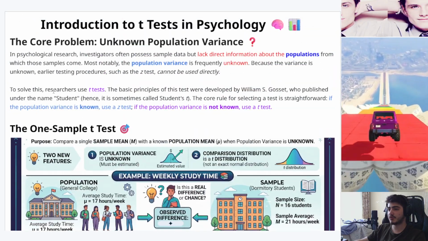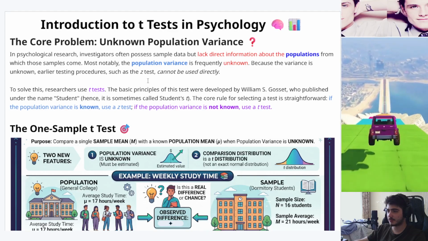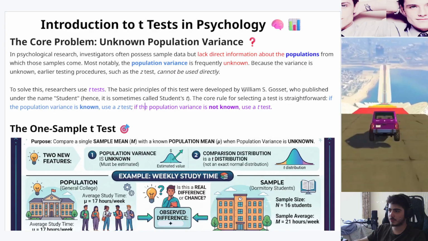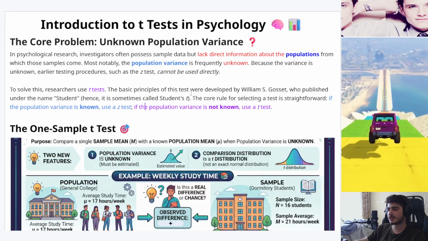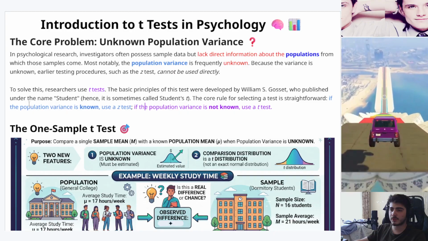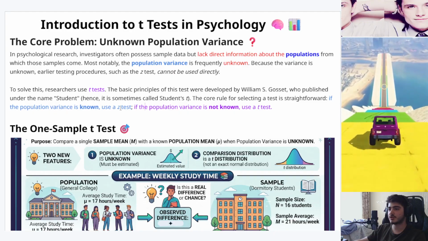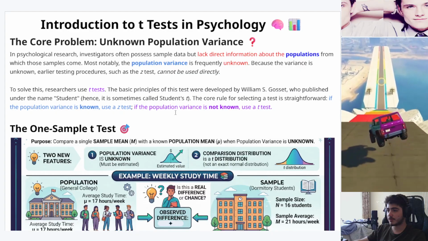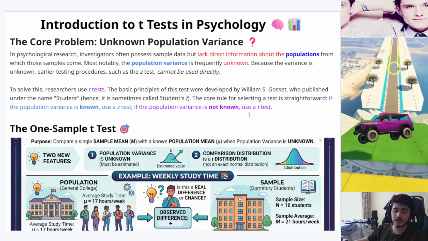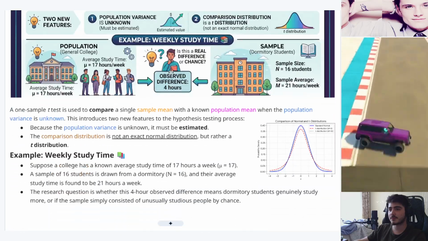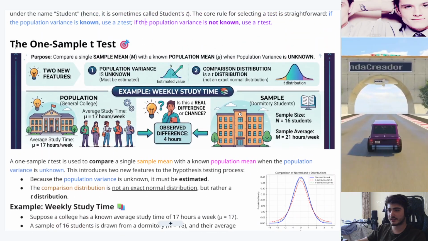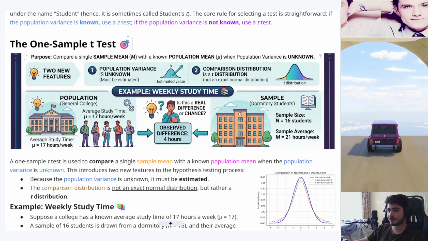To solve this, researchers used t-tests. The basic principles of this test were developed by William S. Gosset, etc. If the population variance is known, use a z-test. But if the population variance is not known, we use a t-test. Now we will look at a one-sample t-test.